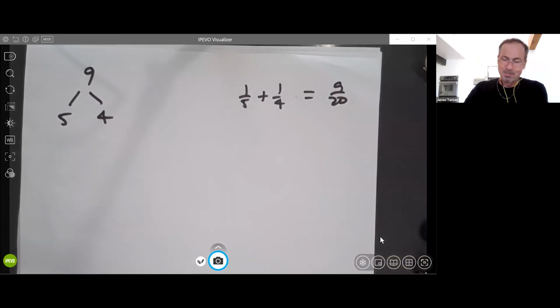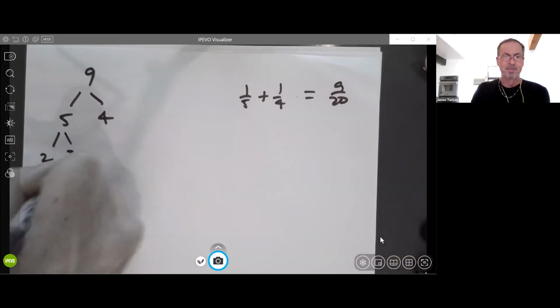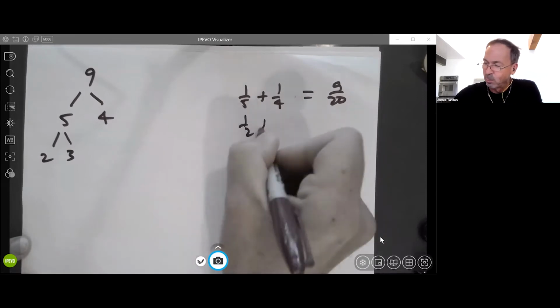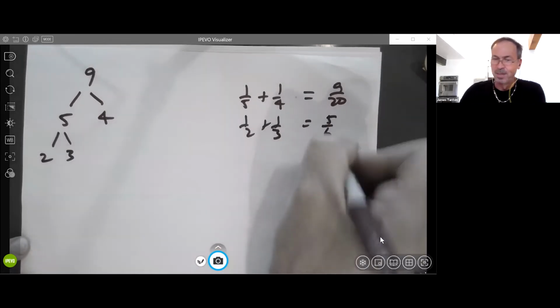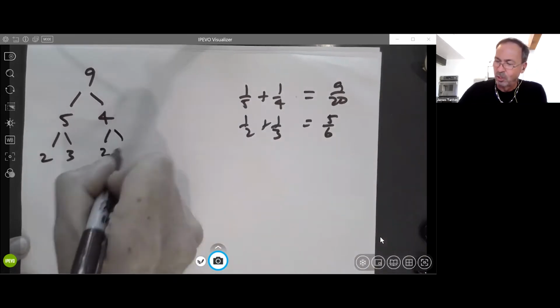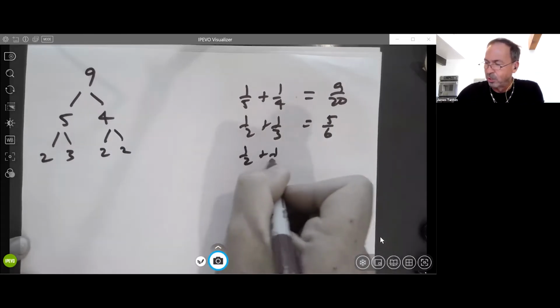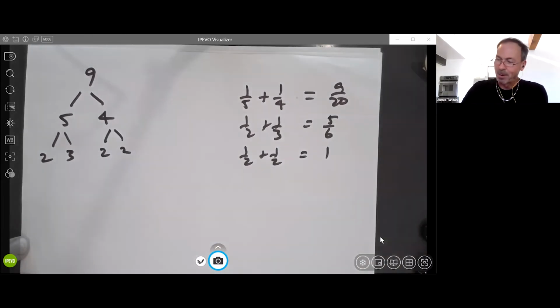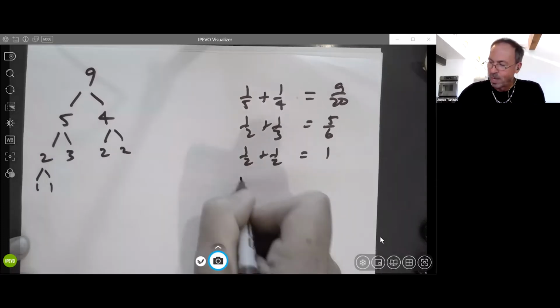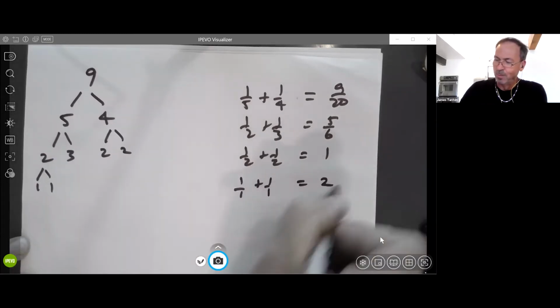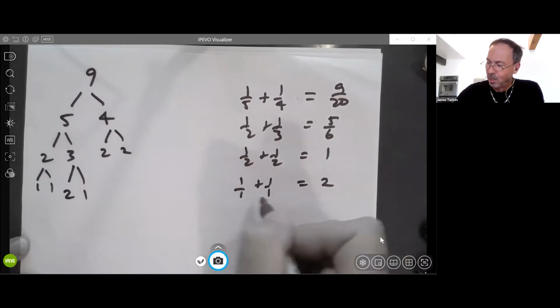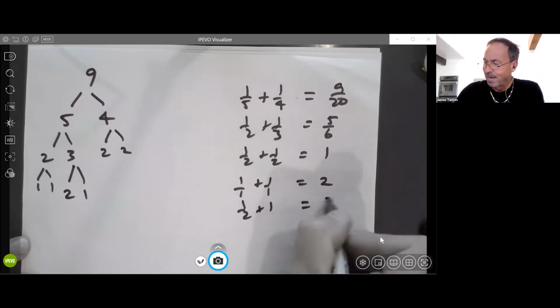Now let's split again. So maybe split the 5 into, say, 2 and 3. And I'm going to write 1/2 plus 1/3, and I believe that's 5/6. Maybe I'll split the 4 into, say, 2 and 2. 1/2 plus 1/2 equals 1. Maybe I'll split the 2 into 1 and 1. 1/1 plus 1/1 equals 2. Maybe I'll split the 3 into 2 and 1. 1/2 plus 1/1 equals 3/2.